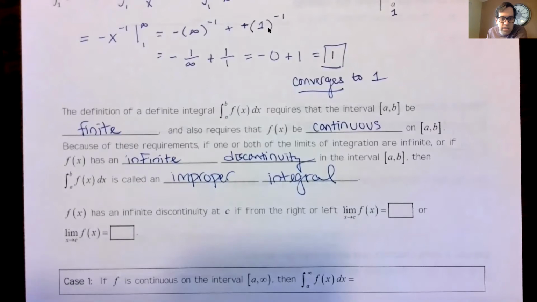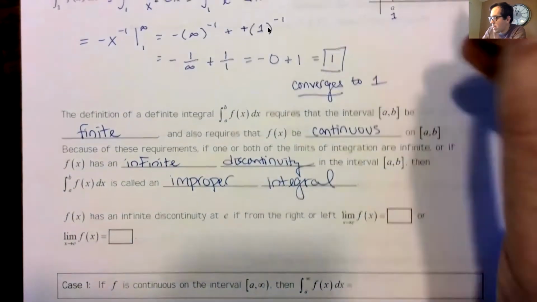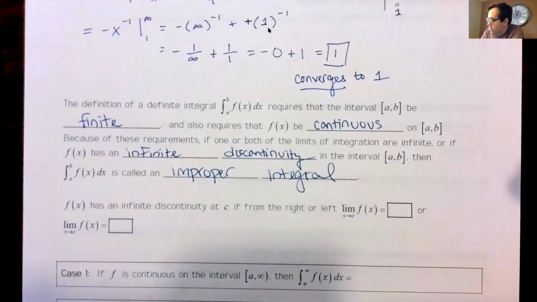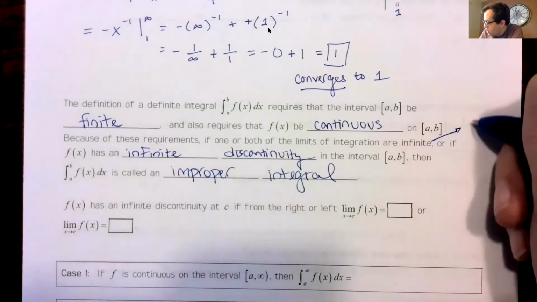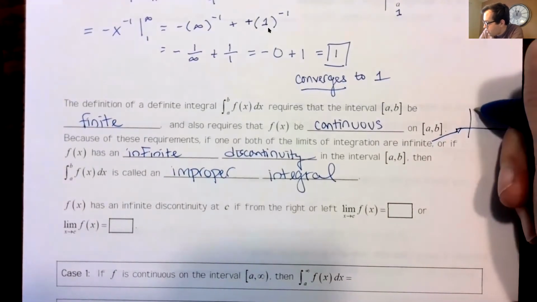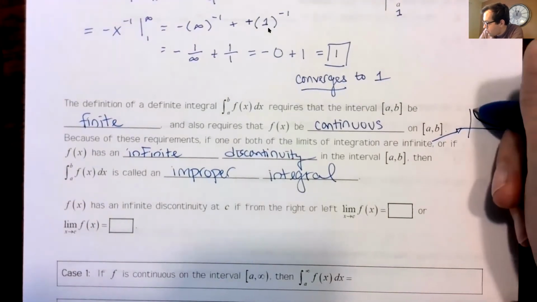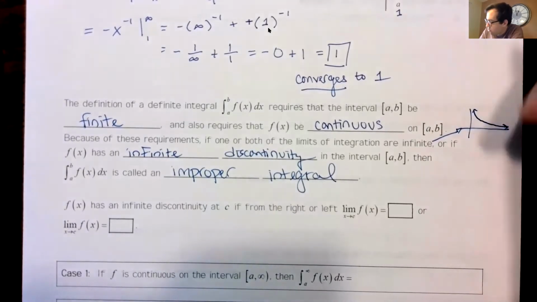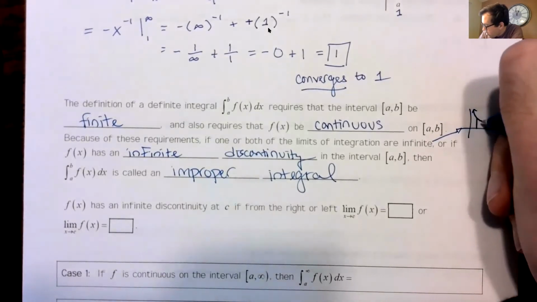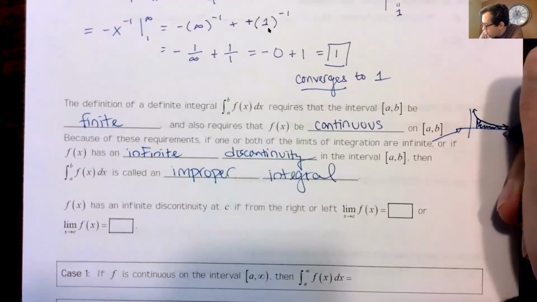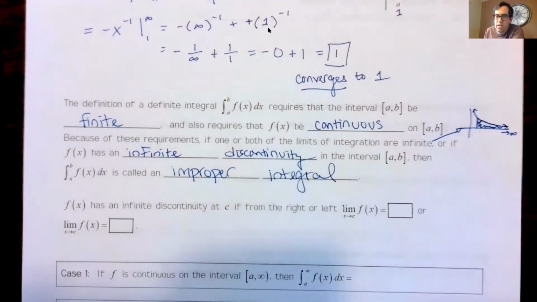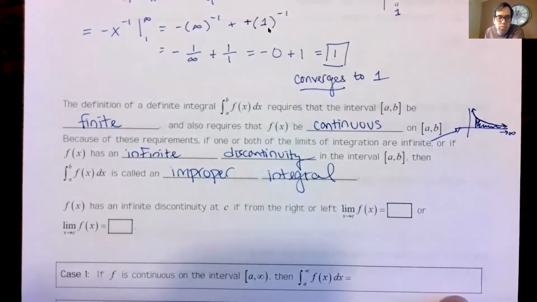The first one said that if one or both of the limits of integration are infinite. So that's like this example up here. That would be like if we had a curve like this and we were evaluating it to infinity. That would cause an improper integral.